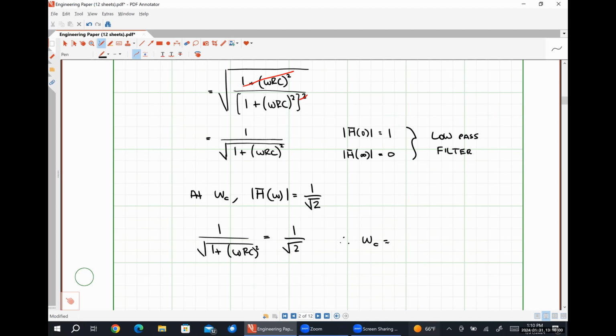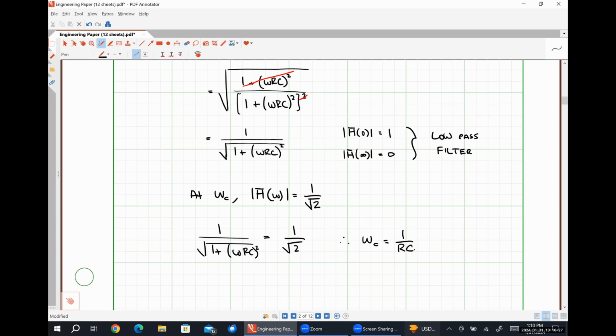There we go. 1 over RC. That will be our half power frequency for this first order RC low pass filter. Absolutely right. Okay. All righty. So we know what type of filter it is. We know where the cutoff or corner frequency is.